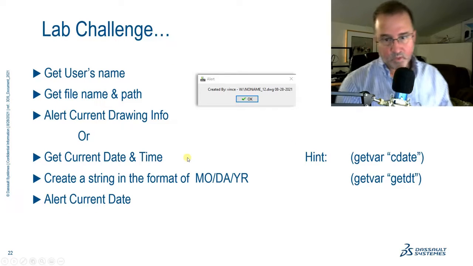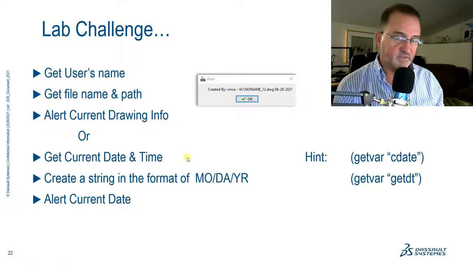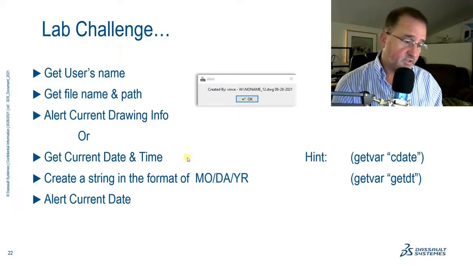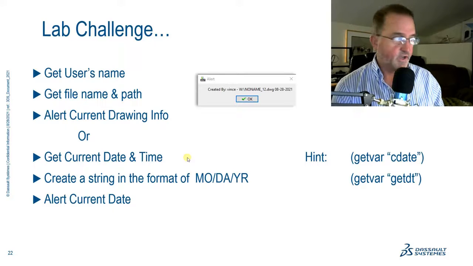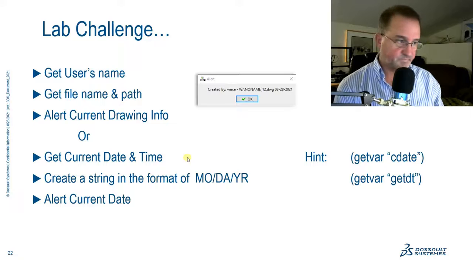So I would like to present a challenge. I was going to show the results of these, but I thought it would be a good example to give you for the next case. For those of you that want to try a challenge, I have two different challenges here. One would be to grab the current username, get the drawing path and the name of the file, and string them together and create an alert box that gives you that information. Might be kind of useful.